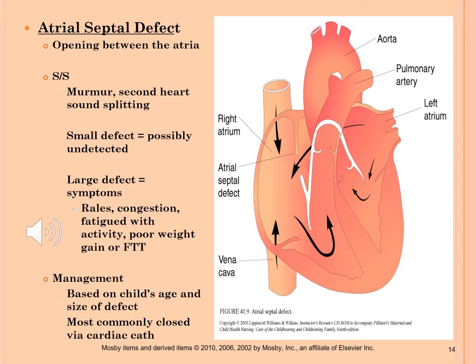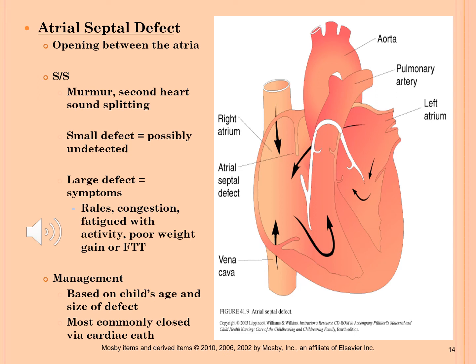Assessment-wise, regardless of the presence of a murmur or not, they may have a fixed split S2 heart sound. If it's a smaller defect, it could possibly go unnoticed. It's probably not troubling them. They're not showing signs and symptoms of a defect. So it could absolutely go undiagnosed and undetected. If it's a larger defect, they're more likely to show symptoms, right?